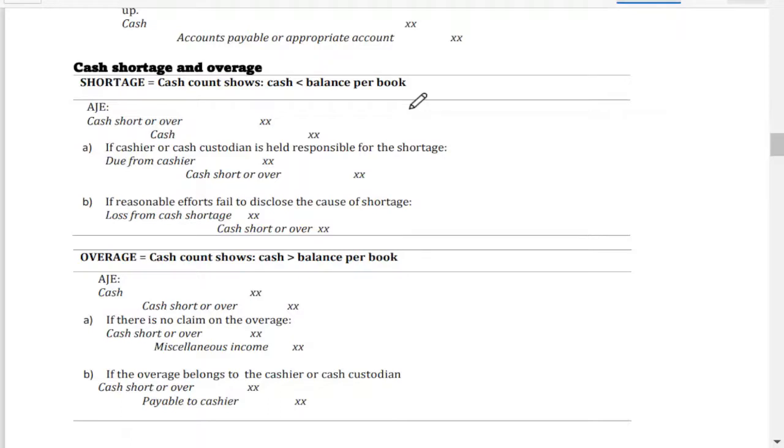recording. So, for example, yung nasa records natin na balance natin ng cash is 50,000. Pag-count natin sa cash, yung total is 49,000. So, kulang, di ba? Supposed to be yung accountability natin, kung tama yung pagkaka-record natin, 50,000 siya. Pero nung kinount natin, ano na lang siya, 49,000.